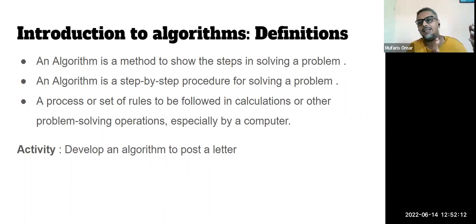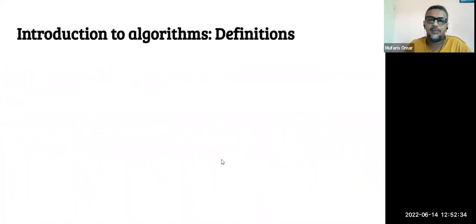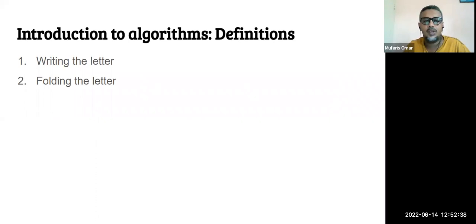So this is very, very close to the previous section, right? Very similar to that one. So here we have to write an algorithm to explain how you write a letter and you post it. So how do you write that? Okay, if you look at this, we know initially you have to write the letter, then you have to forward the letter.